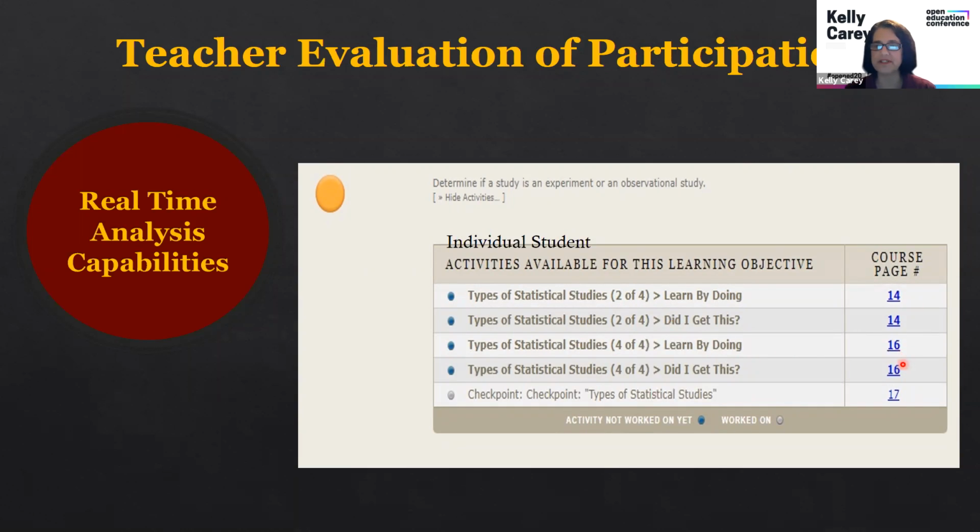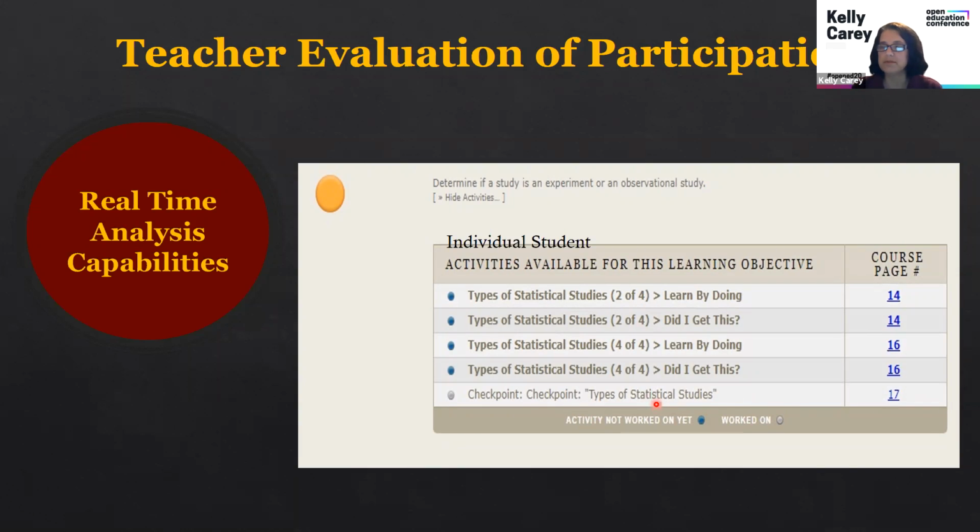So that means the student didn't work on any of the activities in the book that go along. So there's these things called learn by doing and did I get this? After they've read a couple paragraphs or looked at an interactive graph, then there's usually questions and interactive things. And this student didn't do any of those. But yet you see the gray is something they worked on. This was their checkpoint and types of statistical studies. And I click on that, I find they didn't do very well on the checkpoint. Well, I know why. They didn't read the material. They did not do the questions that they should have done to practice to be ready. So I can quickly email that student and give them some input and say, hey, you're going to do better.